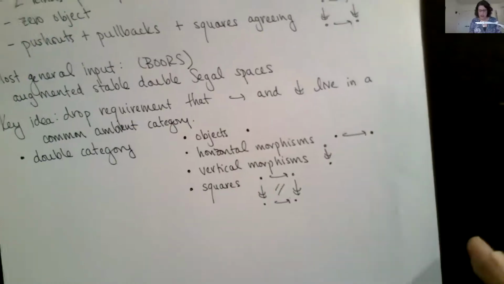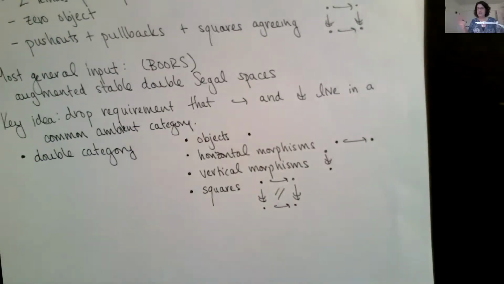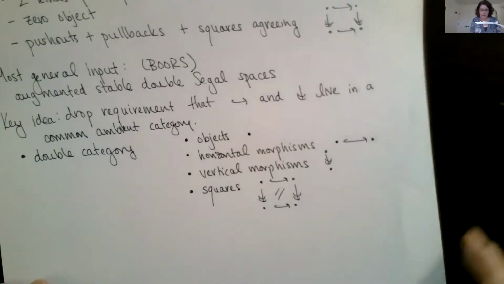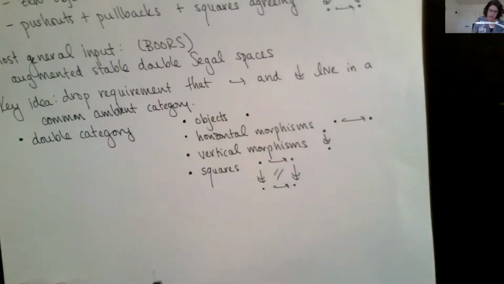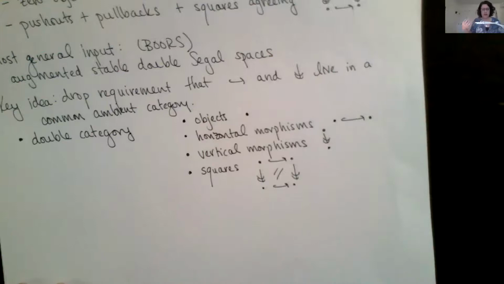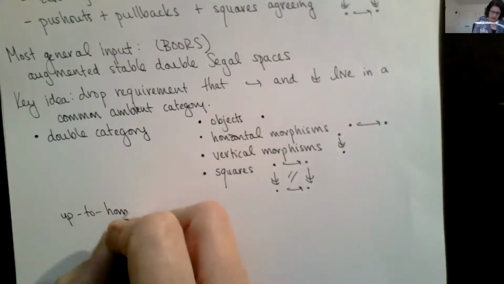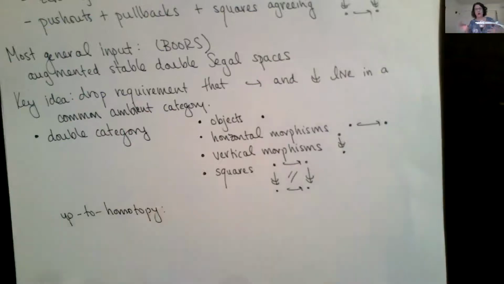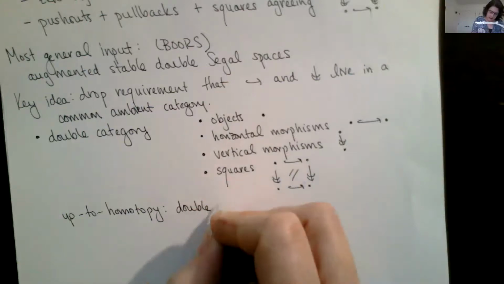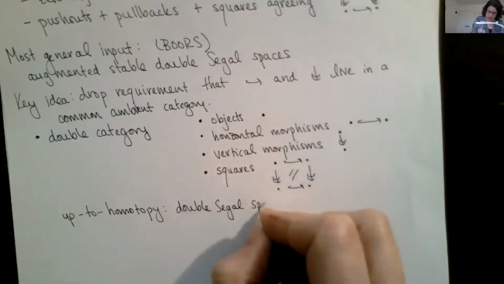And so that's a way to have two flavors of morphisms that are independent of each other. They have to share common objects, but okay. But then, if we want an up to homotopy version of this, just as Segal spaces are up to homotopy categories with some extra topological or simplicial structure, we can take double Segal spaces to be our up to homotopy version of double categories.